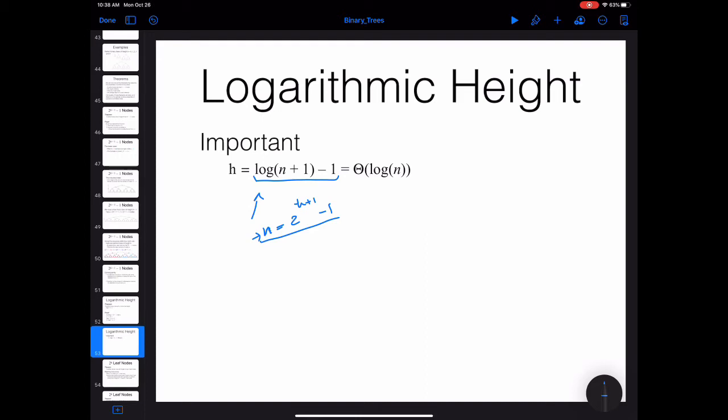The thing is, we usually write down this theorem instead of the exact formula. The thing that we care about is that this log of n plus 1 minus 1 is actually in theta of log of n. And this is something important for me. It's telling me that if I have a perfect binary tree, the height based on the number of nodes is going to be log of n. It's telling me that the tree is actually short, right?